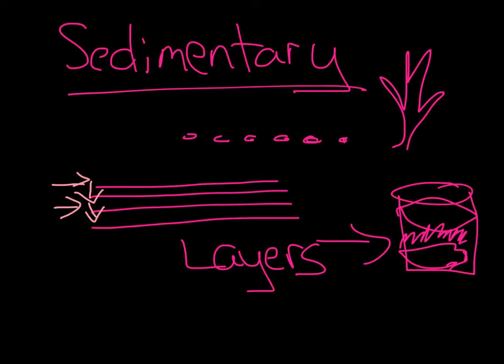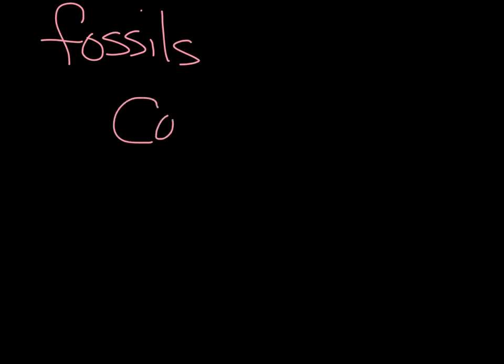Over a long time, it can transform those loose sediments into sedimentary rocks. There are also fossils. Fossils are also part of sedimentary rocks, but these are rocks made from the remains of shells or plants. Coal is just coal.